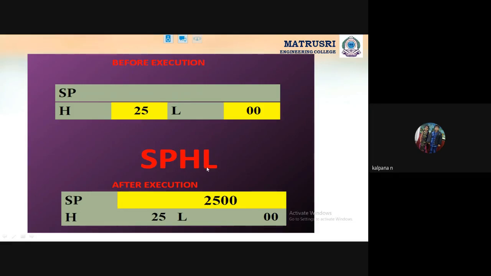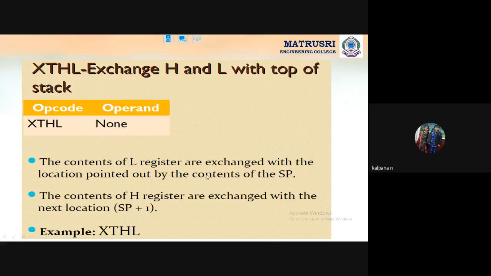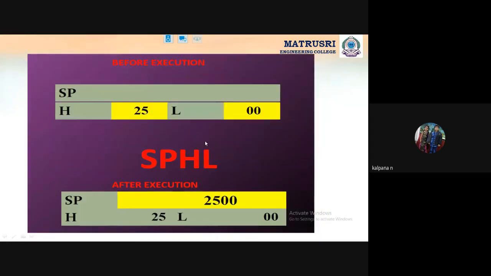SPHL means move the data present in the HL register into the stack pointer. SP stands for stack pointer. HL is a register pair. With SPHL here also, no operand, no data, no memory location is specified in the instruction. Directly we are moving the data present in the HL register into the stack pointer.